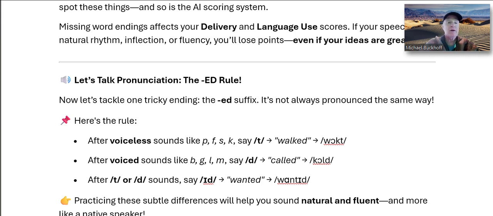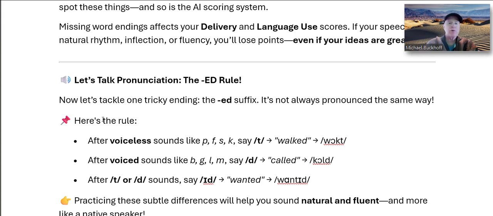Okay, so let's take the ED ending. Now, there's a lot of things I could talk about here, but to keep the video so it's not too lengthy, I don't want to bore you too much here. Let's focus on the ED ending. We know that the ED can be used for the past tense, and it's also important for what we call the past participle, which is important in creating the perfect tenses. I have lived in San Bernardino for several years, for example, for the present perfect tense.